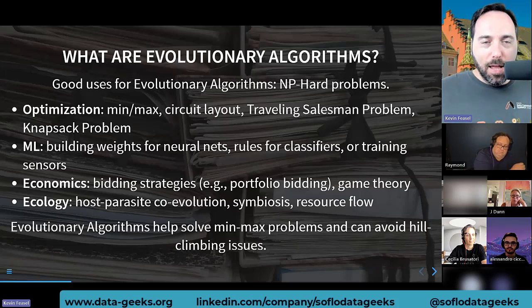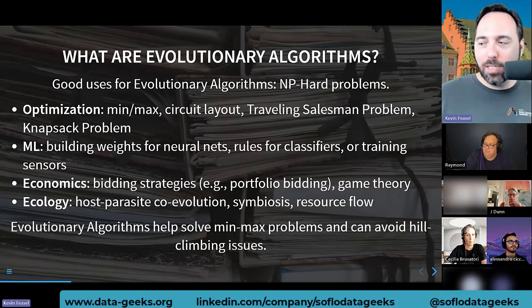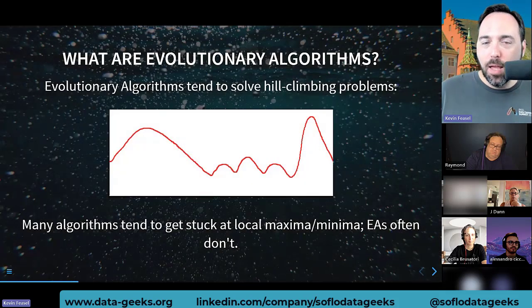What we do see is, in other practical scenarios in economics, we may look at portfolio maximization or trying to solve game theoretic problems. In the ecological space, think about host and parasite coevolution. So how is it that a parasite may survive without killing all of the hosts and thereby dooming itself? So we have this whole notion of min-maxing, and genetic algorithms and other evolutionary algorithms can drive us in that right direction. The common term that we'll hear quite often in computer science is a hill climbing problem.